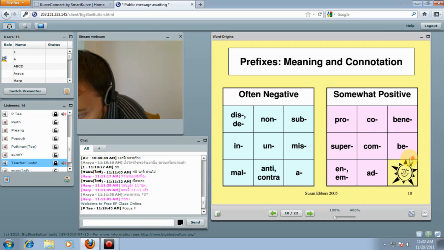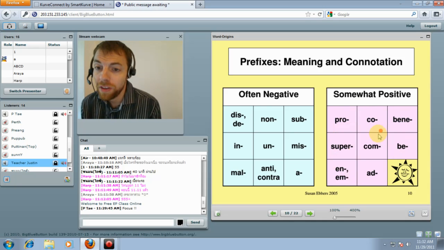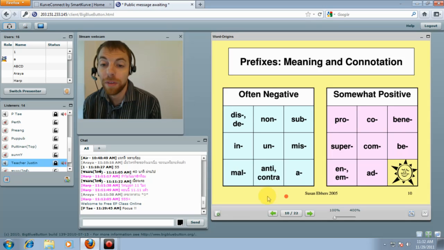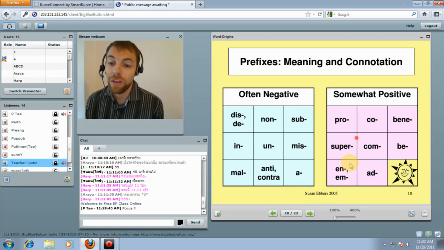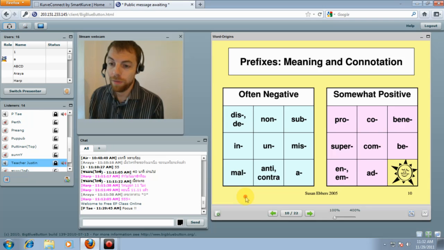Benny, be, come, and add. And these are all positive. You see these in the beginning of a word, it's going to be something good. These in the beginning of a word mean it's something bad. So remember, all of these are not words, just parts of words, okay? But these are important parts that can help you find the meaning of your word.